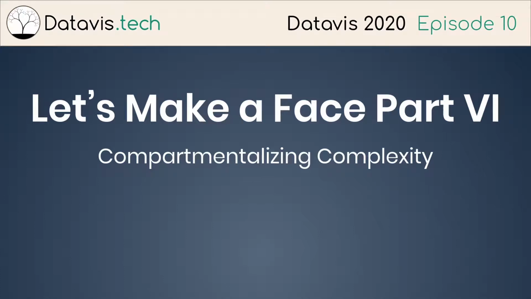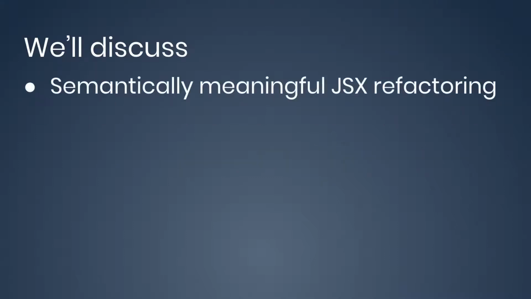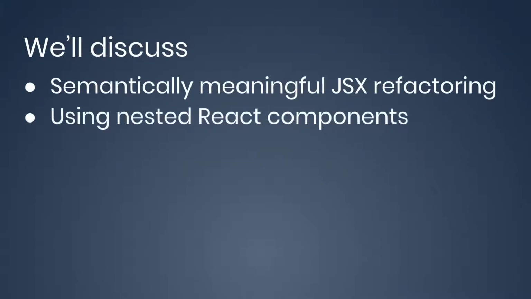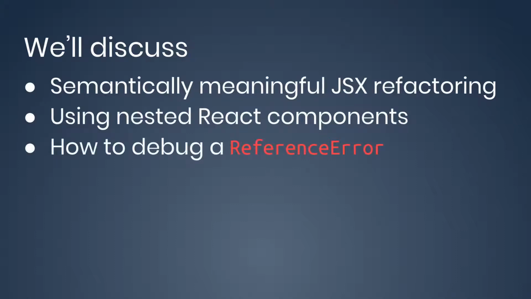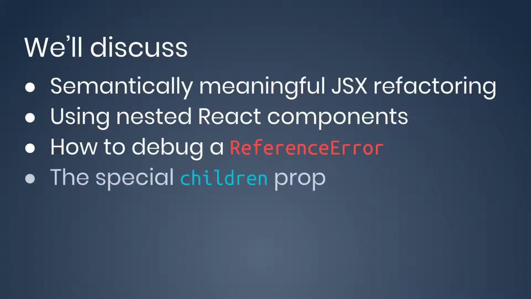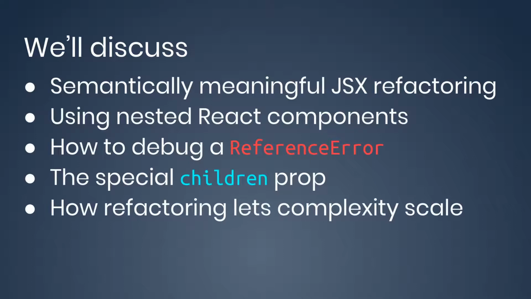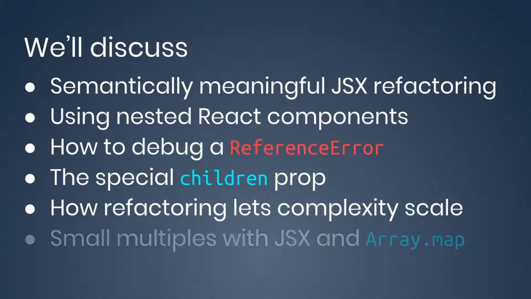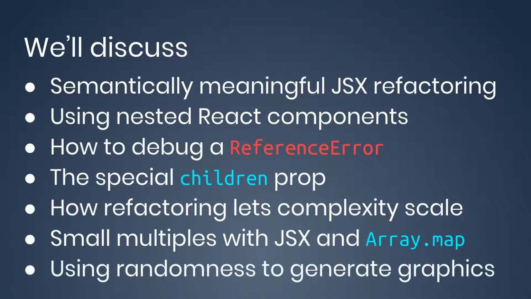Let's make a face, part 6: Compartmentalizing Complexity. We'll discuss semantically meaningful JSX refactoring, using nested React components, how to debug a reference error if you see one, the special children prop of React, how refactoring lets complexity scale, small multiples with JSX and Array.map, and using randomness to generate graphics.